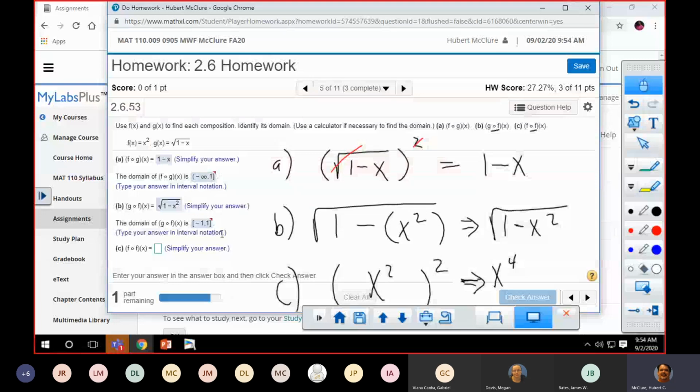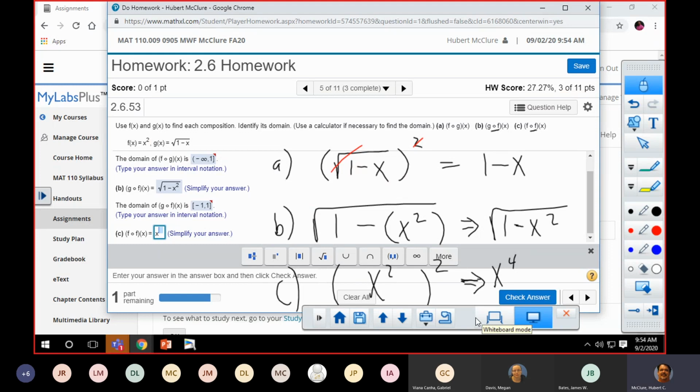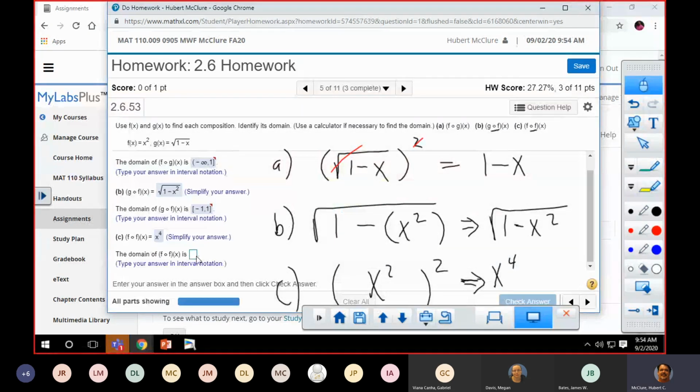-1 to +1. Okay, I'm sorry, I said that out loud. -1 to +1. You can plug in -1 and 1, but when you plug in 2, you're going to get -4. When you plug in -3, you're going to get a negative, because it doesn't have parentheses around it. And f composed of f is x to the 4th. That one's all real numbers because it doesn't have a radical or a rational.